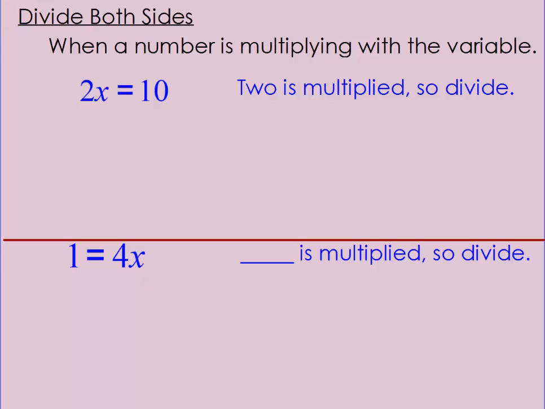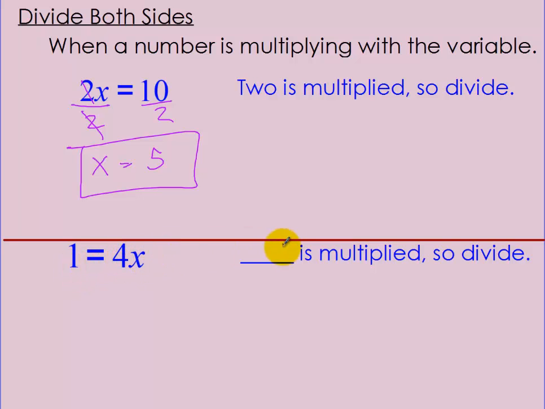So what's that going to look like? I'm going to divide both sides by 2. So divide by 2 on the left and divide by 2 on the right. On the left, the 2 in the numerator and denominator cancel out, so all you're left with is an x. On the right, 10 divided by 2 is 5. So my answer is x equals 5. On the bottom, well, we've got a 4 times x.